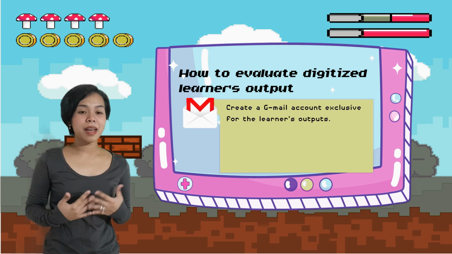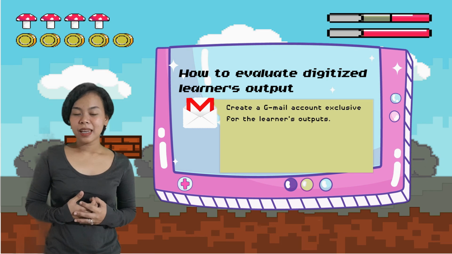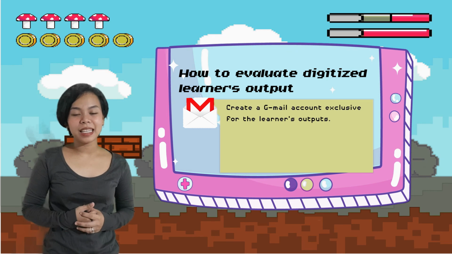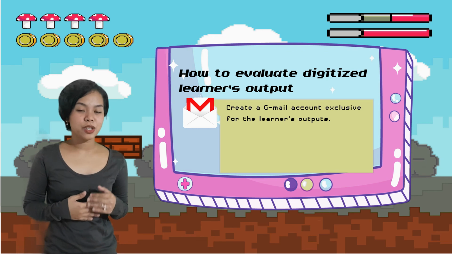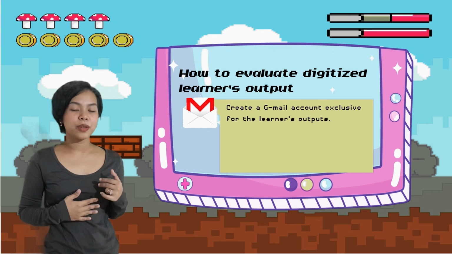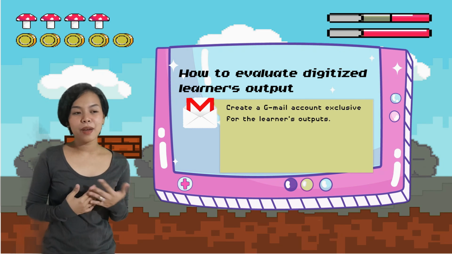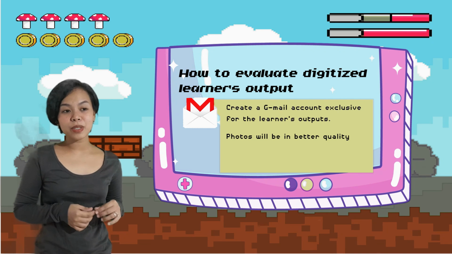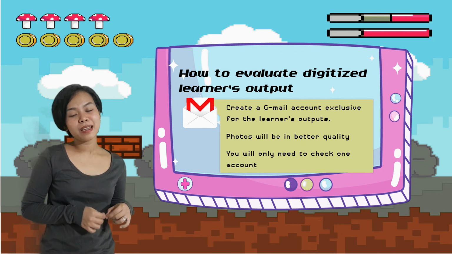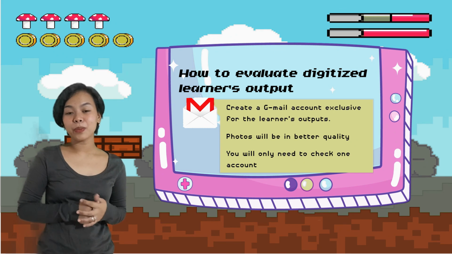So what is the advantage or the benefits of using a single Gmail account for these outputs? One is the photos are in better quality. As you may all know, once you upload a picture on Messenger or even on Facebook, its quality is lowered. However, in Gmail, that's not the case. The photo stays in its best quality, so the text or the answers of your students on the paper are more readable.